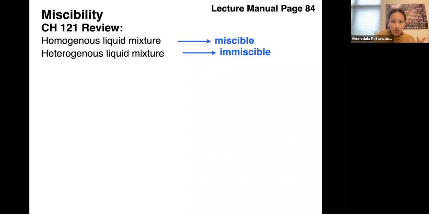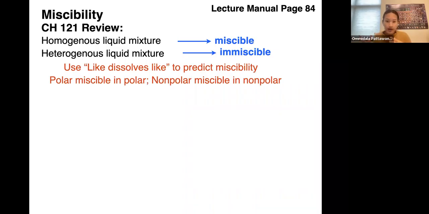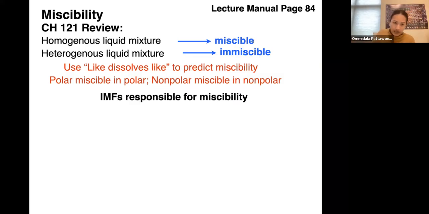So why is that? This comes from the polarity that we discussed in 121. Substances that have the same polarity are able to dissolve in each other. For example, polar molecules will dissolve in polar molecules, and non-polar molecules will dissolve in non-polar molecules. This is what we refer to as the like dissolves like rule. It is based on the intermolecular forces that we learned in the previous chapter, so the IMF is responsible for the miscibility of the liquid mixture.